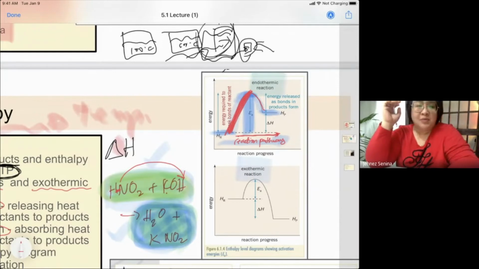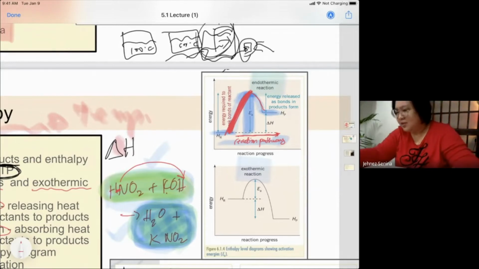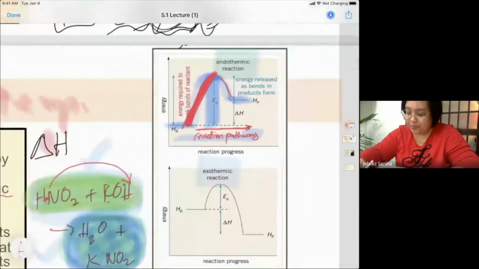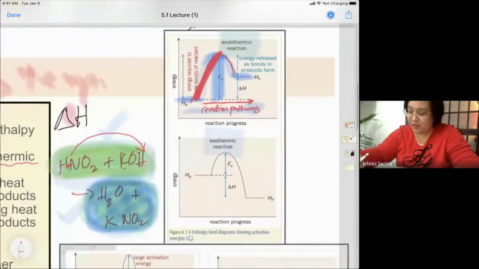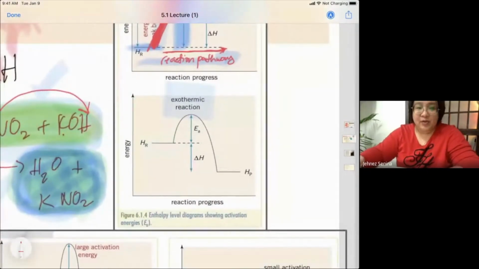And how are they able to break those bonds? They absorbed energy from their surrounding. And if they have enough energy from their surrounding, they overcome the required minimum. By the way, what is the actual definition? I need the word minimum. The minimum amount of energy required for a chemical reaction to proceed. Okay, just add the word minimum there. So this is the energy profile diagram for endothermic reactions. And this is the energy profile diagram for exothermic reactions.